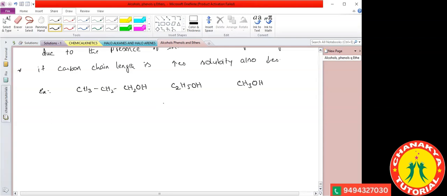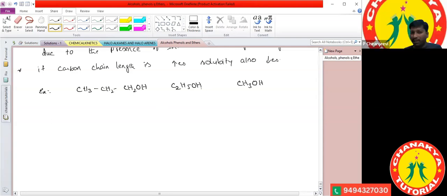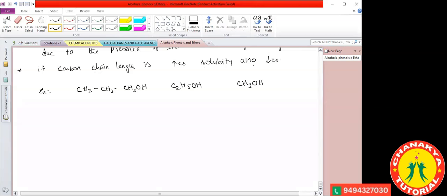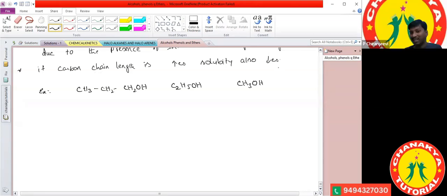Propanol? I only just told you: if the carbon chain length increases, solubility decreases. So which one is most highly soluble in water? Methanol, CH3OH, is highly soluble in water.